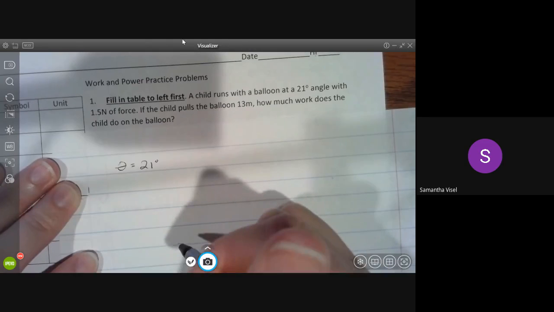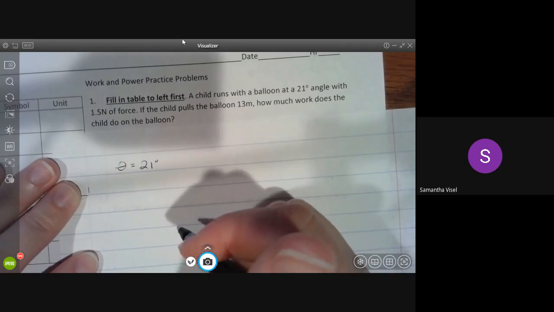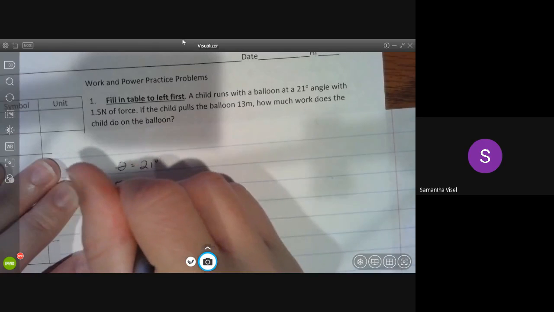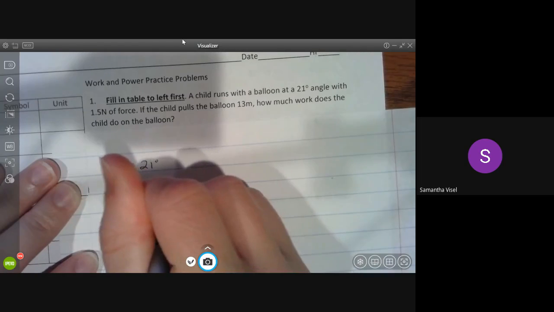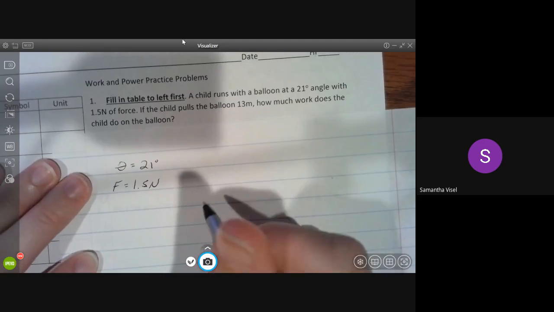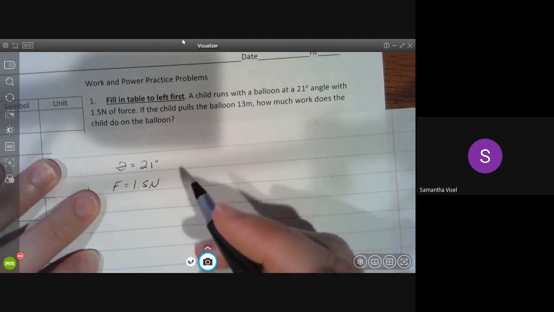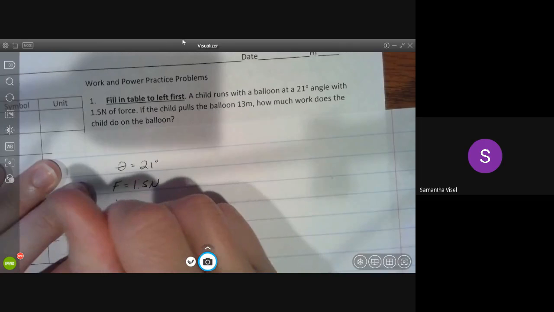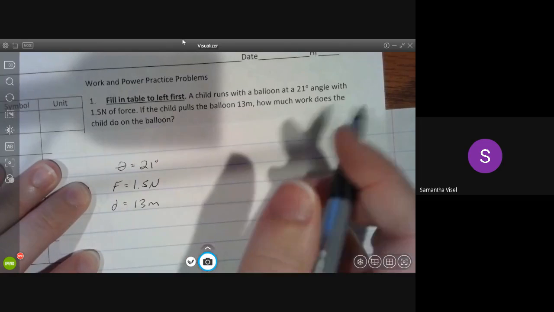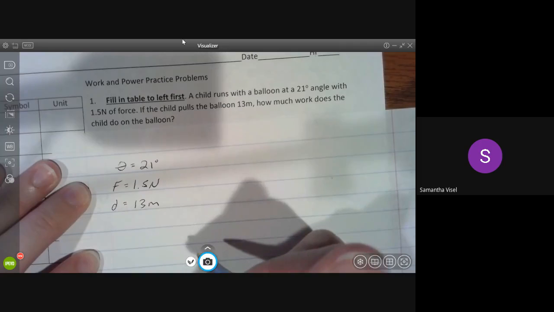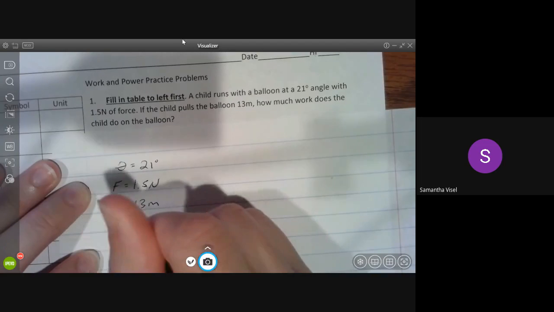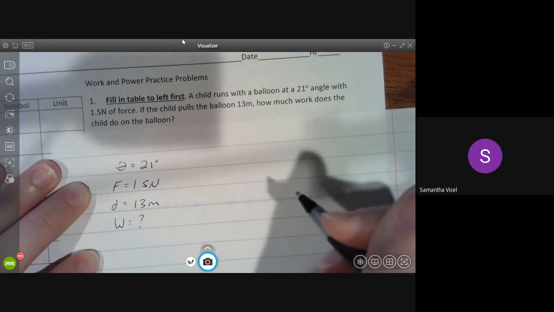With 1.5 newtons of force. So force here is 1.5 newtons. The child pulls the balloon 13 meters. So meters, that's a unit for displacement. How much work does the child do on the balloon? So in this case here, I'm looking for work.